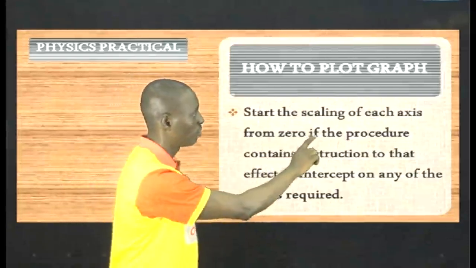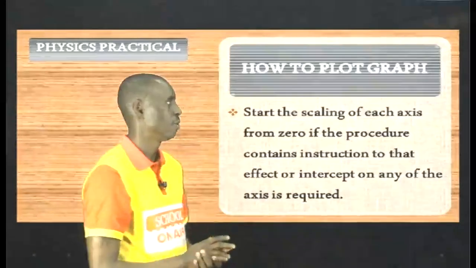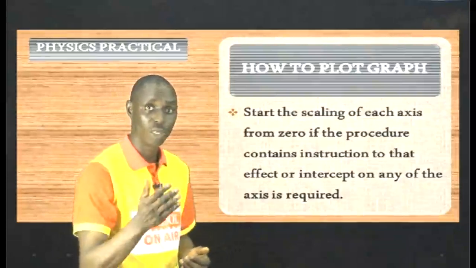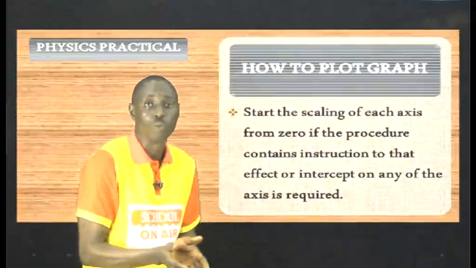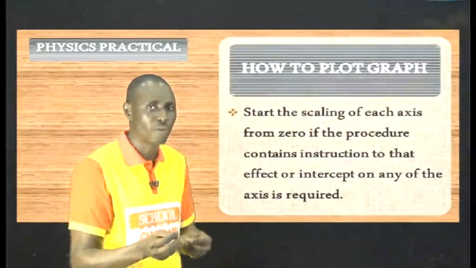So you have to start the scaling of each axis from 0 if the procedure contains instruction to that effect, or you are asked to determine the intercept. But definitely, the graph may actually not pass through the origin, which is your point O. It may pass through one of those points, but the question may ask you to start from 0.